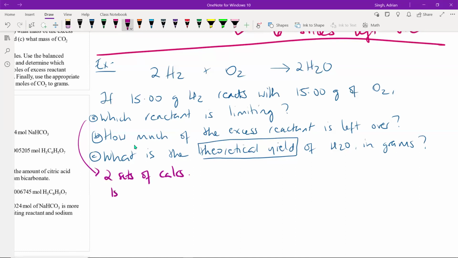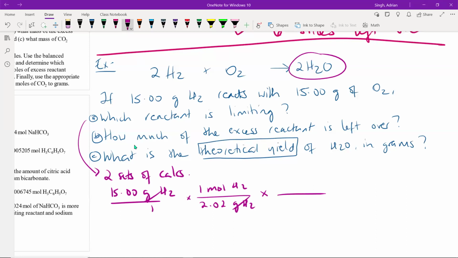So I have my 15.00 grams of H2. I'm going to put that over 1. First step would be to convert it to moles. So for every 1 mole of H2, that's 2.02 grams of H2. That's my molar mass. Not H2O, but H2. Then I use my mole-to-mole ratio to get to the product, in this case, that I want to relate both of the reactants to. So according to my balanced equation, 2 moles of H2 produces 2 moles of H2O. So 2 moles of H2 produces 2 moles of H2O.